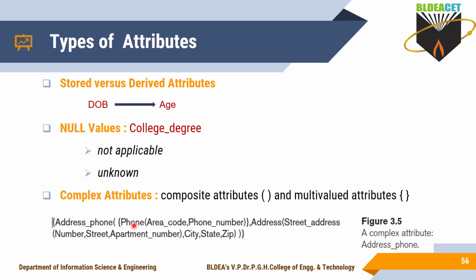So now here, phone. If I take the phone, what does it hold if I ask for any phone number? The first digits tell the area code, and the next ones tell the phone number. This phone is further subdivided into what? Area code and the phone number. So this we call a composite attribute, because phone number is further subdivided into area code and the phone number.